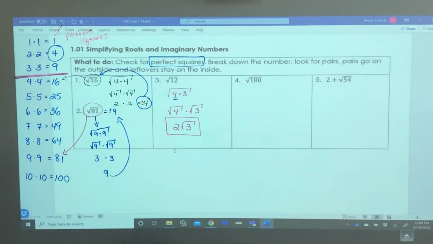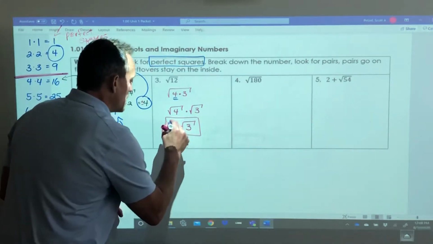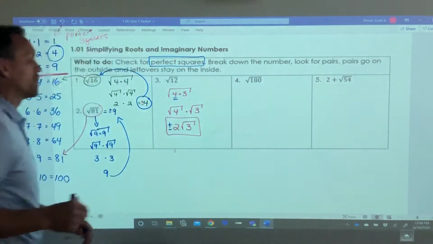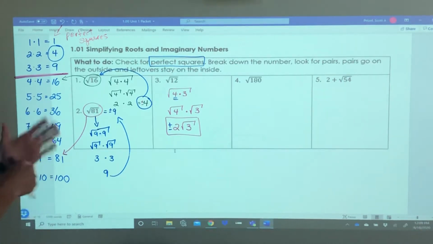For purposes of what we're doing today, it's just positive. However, when we get into graphing, you're going to need to know that it's positive and negative. Not yet, but you will need to know that it's positive and negative. And we'll talk more about that as we go along.